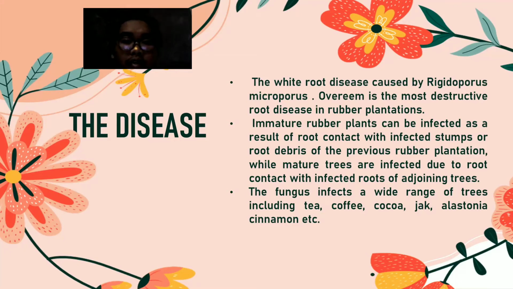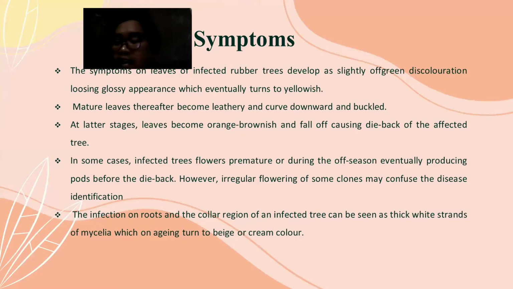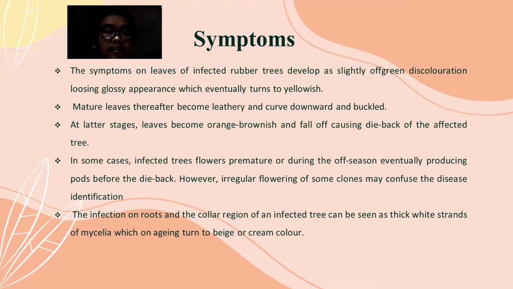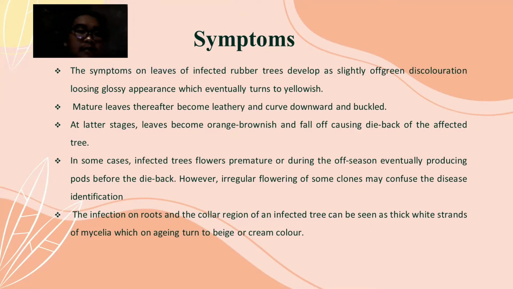So we go to talk about the symptoms of the disease, white root disease. Okay, so we go to the symptoms. First, the symptom of an infected rubber tree is that it develops a slight green discoloration, losing its glossy appearance, which eventually turns yellowish. So we can see the symptom first. The rubber tree can eventually turn yellowish.